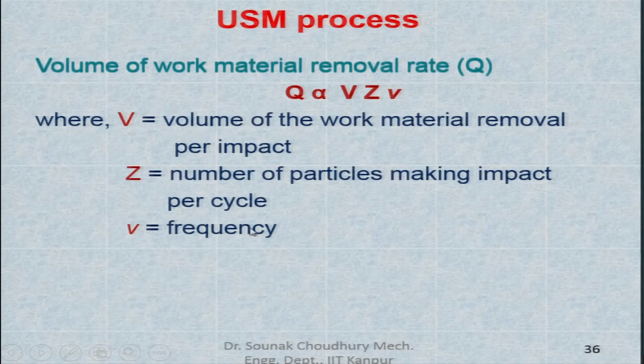Number of particles making the impact per cycle. Of course, the more the number, the more will be the material removal rate, Q. If the volume of the workpiece material removed per impact is more, then the material removal rate will be more, and if the frequency is more, in that case the material removal rate will be more. Therefore, the material removal rate depends on the volume of work material removed per impact, the number of particles and the frequency.